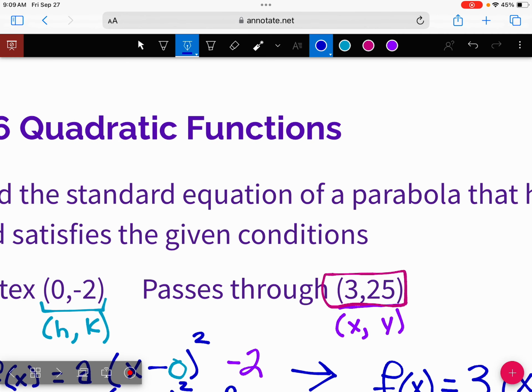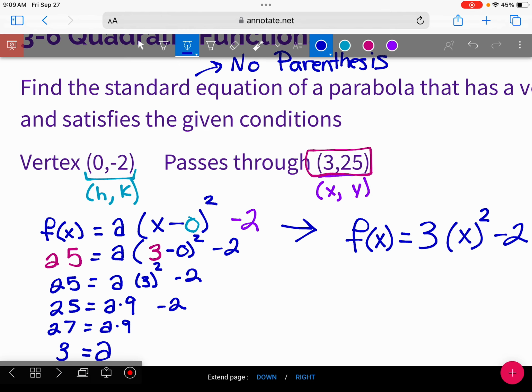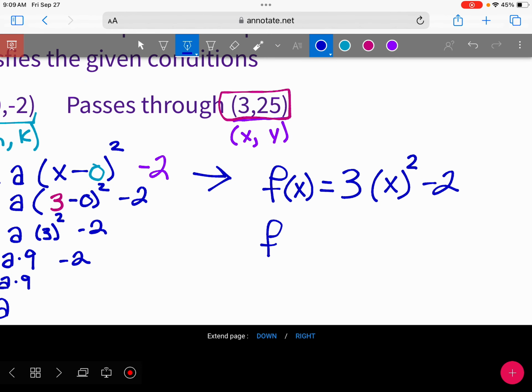When we're doing our standard form equation, this means no parentheses. Not vertex form, standard form. Do I need to do anything to get rid of my parentheses in this equation? Do I need to multiply anything out? No. Nah, it's just x. So our standard form equation is just the 3x squared minus 2. If we had an h value on our vertex, we would need to multiply the whole thing out and then distribute our a, which we will see in a second. We're going to do one like that.